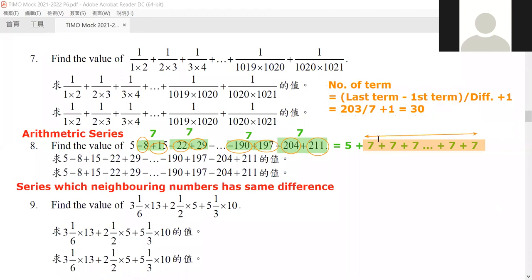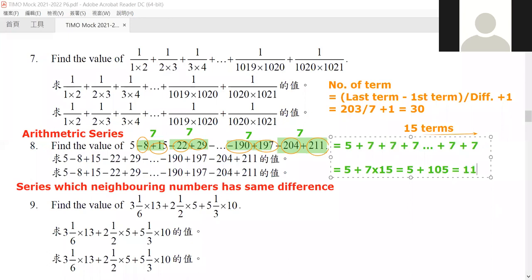But it doesn't mean that it has 30 sevens in here. Instead, it has only 15 sevens. Why? Because we combine each of these 2 terms into forming a 7. So there's only 15 sevens in here. So our answer to our question here is equal to 5 plus 7 times 15, or in other words, 5 plus 105, and hence it will be equal to 110.